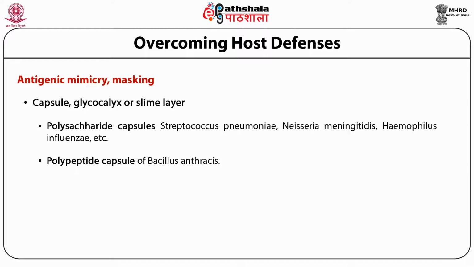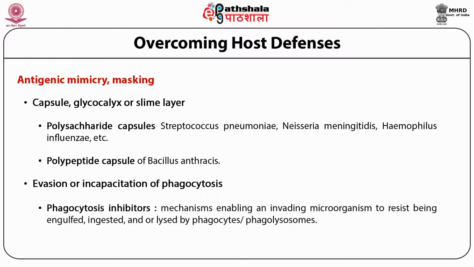Second method is evasion or incapacitation, or avoiding phagocytosis. So the pathogens may secrete certain kinds of phagocytosis inhibitors, and these phagocytosis inhibitors decrease or inhibit the phagocytosis by the killer cells. So when there is no phagocytosis, the pathogen can survive very easily inside the host and can multiply.